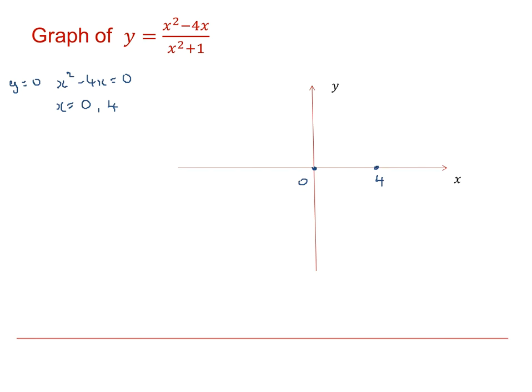For there to be vertical asymptotes, we would need the denominator x squared plus 1 equal to 0, but of course x squared plus 1 is greater than 0 for all values of x. So therefore there are no vertical asymptotes.